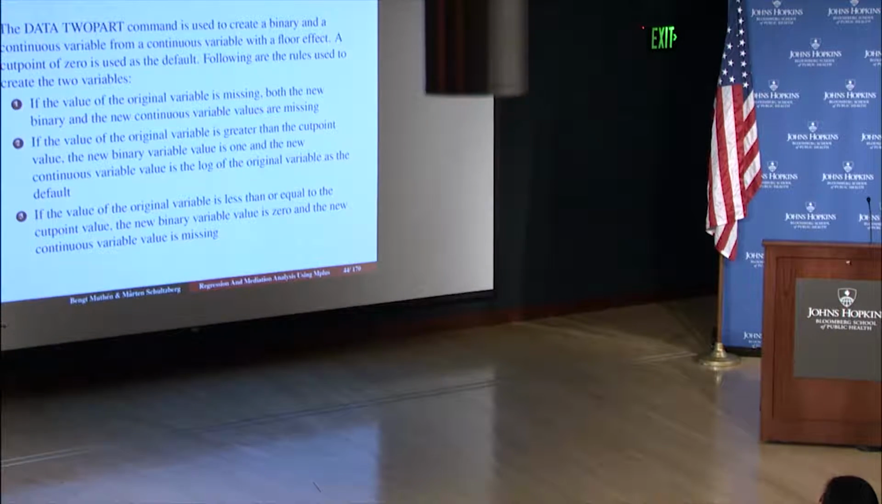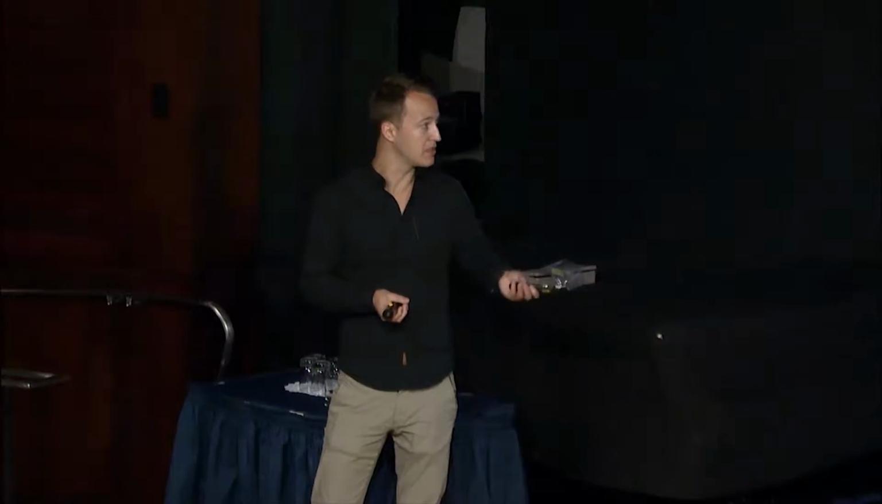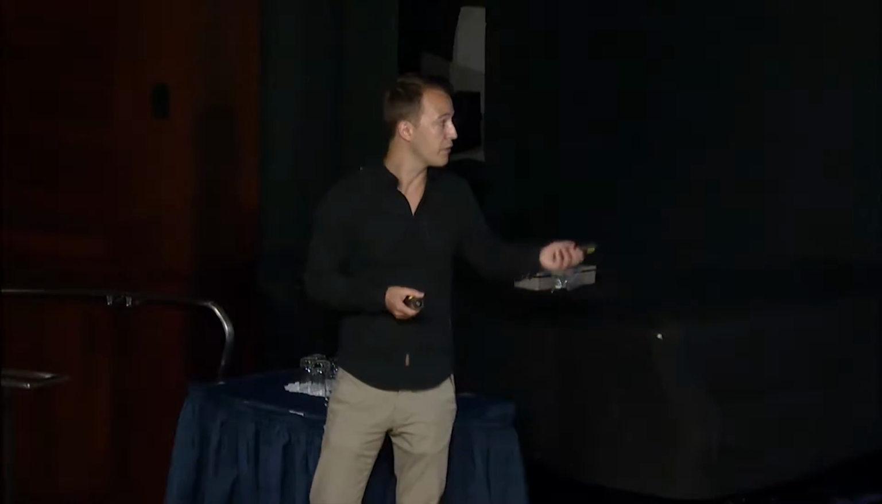And we do this with the following rules. If the value of the original variable is missing, if you have a missing value on the outcome variable, then both the binary and the new continuous variable will be missing, because the binary variable is whether or not you're a drinker, if you have 0 or not, and the second one is how much did you drink. And if you have a missing value, then we don't know if you're a drinker or not, and we don't know how much you're drinking.